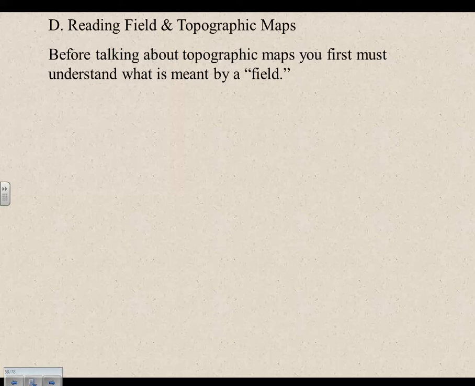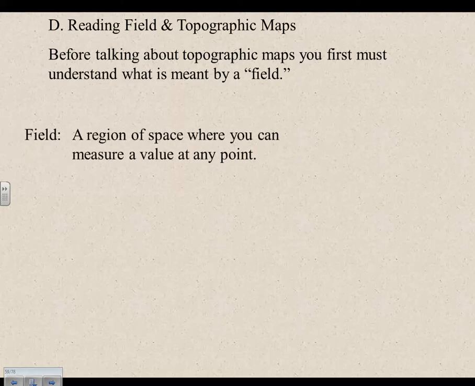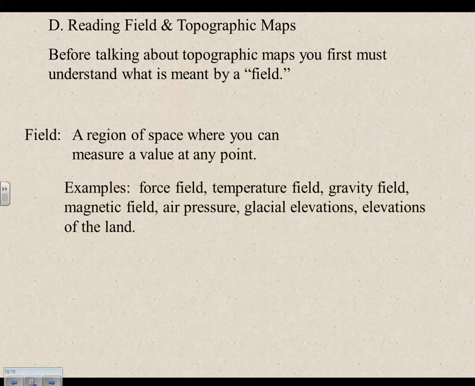Before talking about topo maps, you first must understand what is meant by a field. Fields are regions of space where you can measure a value at any point. Kind of like a soccer field or a football field has a grid on it. But there's also other fields, force fields, magnetic fields. But we also create fields in the earth sciences, or geography actually, to represent the surface of the earth.